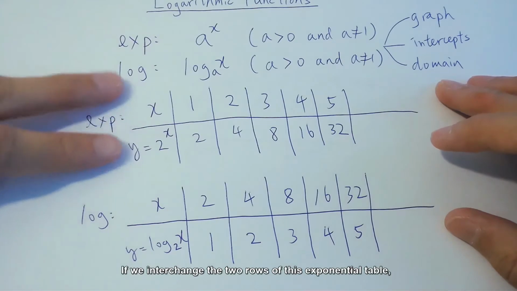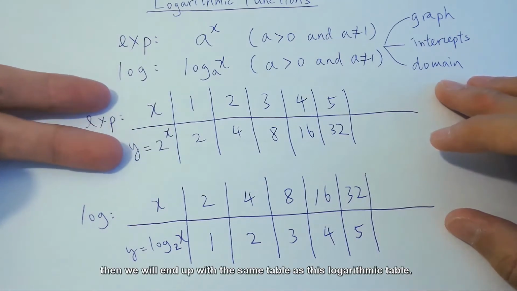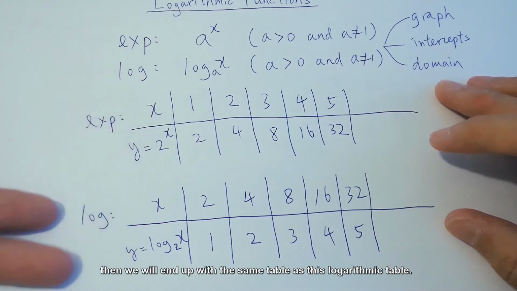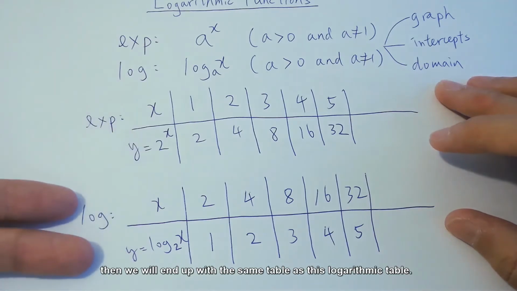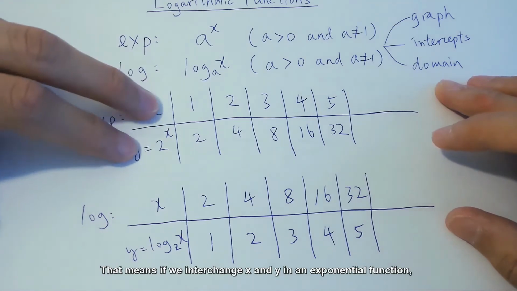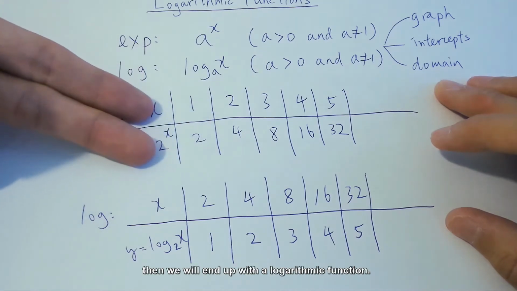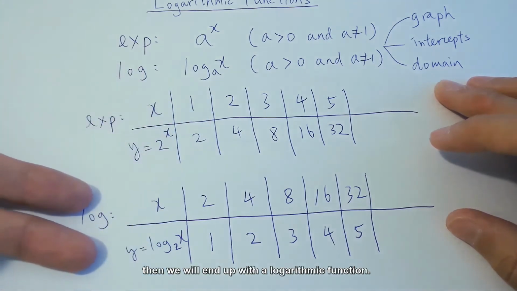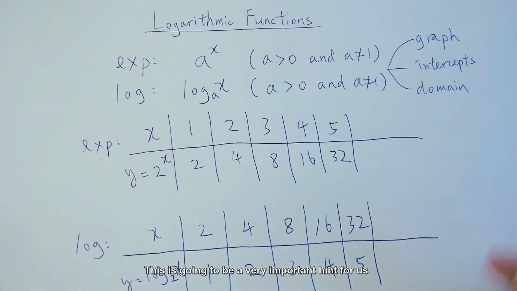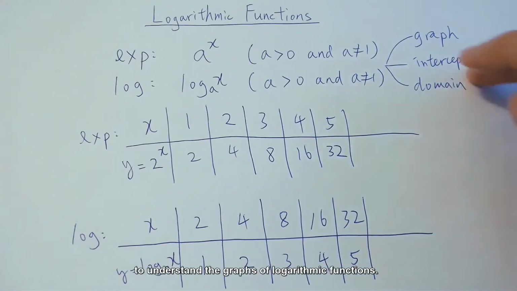If we interchange the two rows of this exponential table, then we will end up with the same table as this logarithmic table. That means if we interchange x and y in an exponential function, then we will end up with a logarithmic function. This is going to be a very important hint for us to understand the graphs of logarithmic functions.